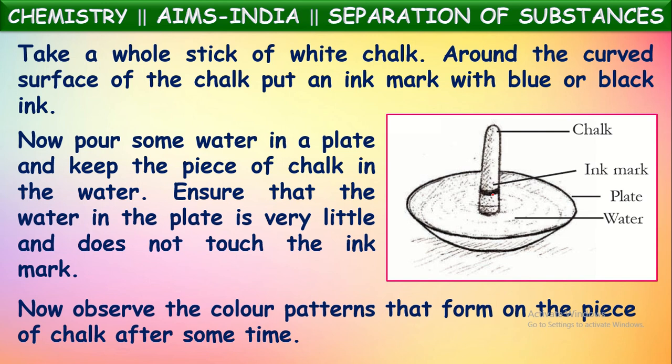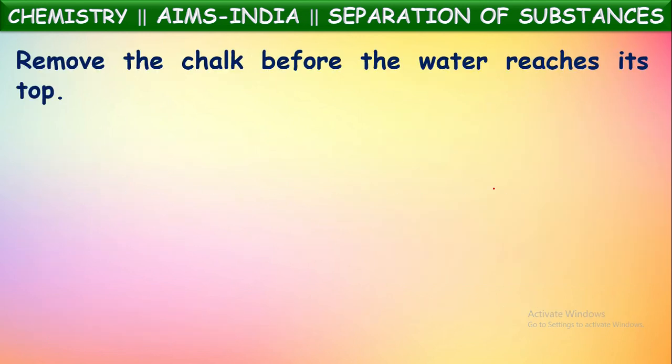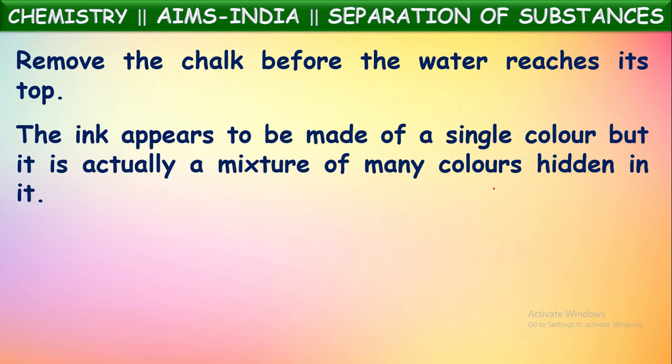What happens? We know the chalk piece will absorb water. Slowly water will come up and this ink will be dissolved into water. Then remove the chalk before the water reaches its top. The ink appears to be of a single color, but it is actually a mixture of many colors hidden in it. So this we can understand by observing different layers on the chalk piece with different colors.